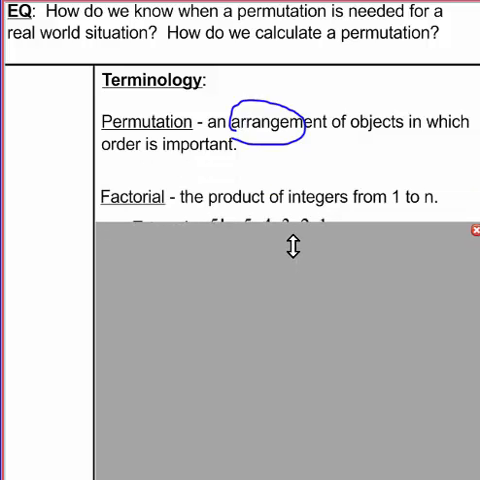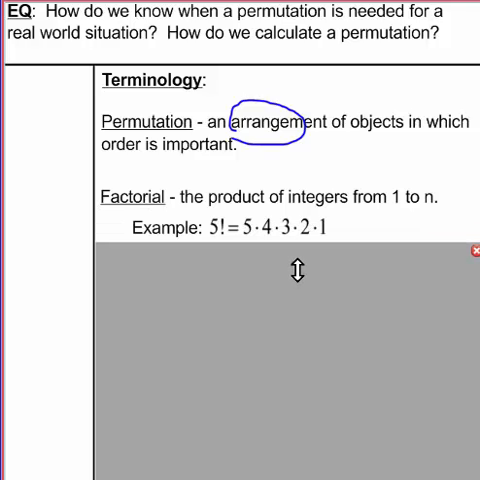Next is a factorial. So a factorial is the product of integers from 1 to n. So when we write it, it'll look like 5 factorial. We use an exclamation point. In math, that exclamation point is called a factorial. And that means that you start at 5 and then you multiply everything below it: 5, 4, 3, 2, 1. And then you always stop at 1.